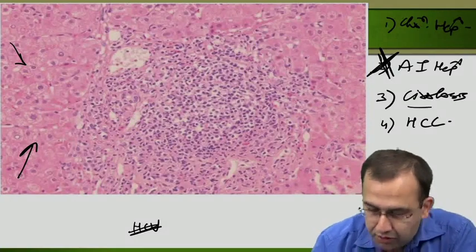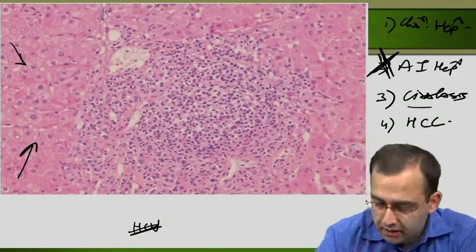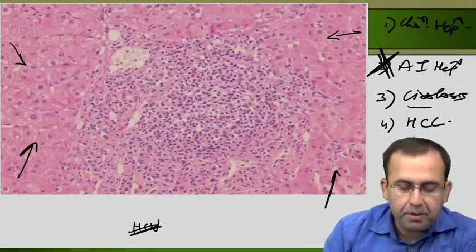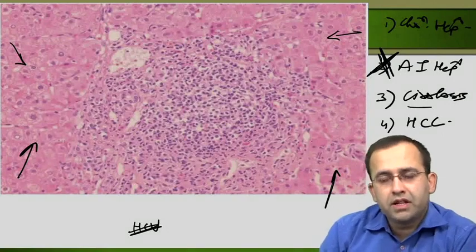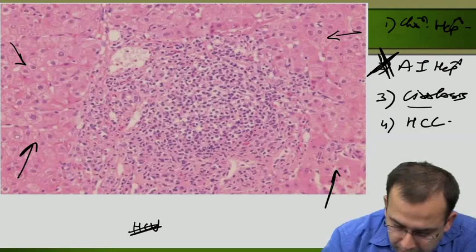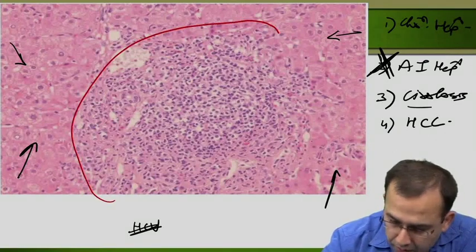No, now you have gone to cirrhosis. Wait, let me explain this. What you are able to see is the presence of hepatocytes. All these are the hepatocytes making the organ as liver. Which is the problematic area? This is the problematic area.